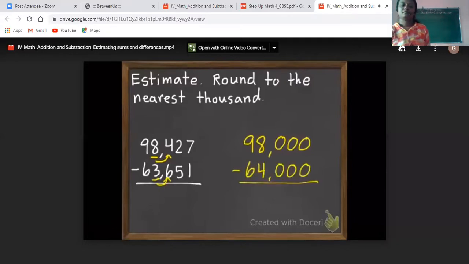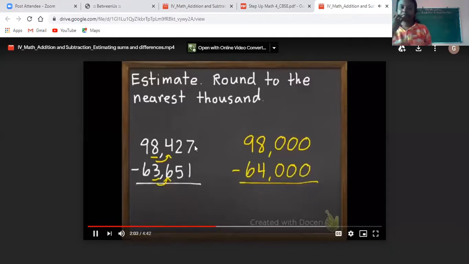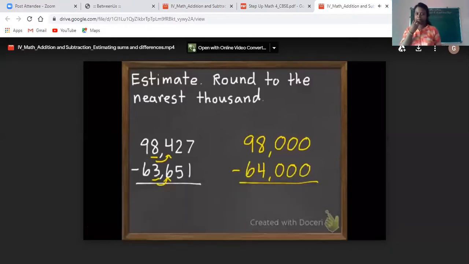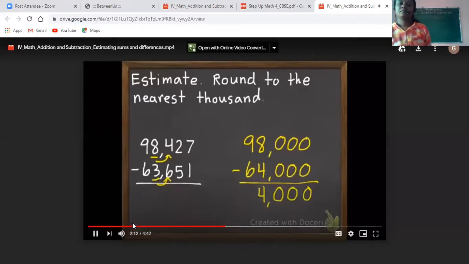This is subtraction. It's another thing you need to watch out for if we're adding or subtracting. So this will be 0, 0, 0. 8 subtract 4 is 4. 9 subtract 6 is 3.